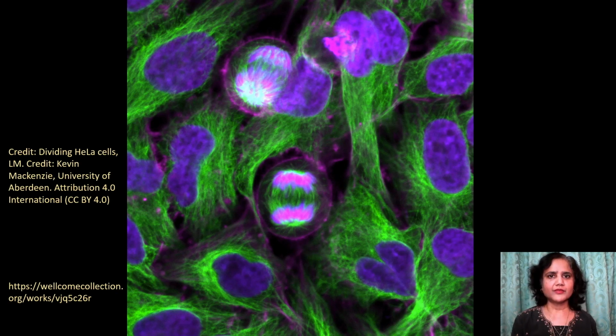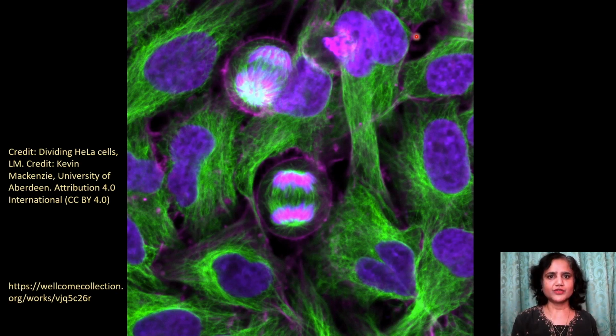So here's a micrograph of dividing HeLa cells. HeLa cells are an immortal human epithelial cell line that was derived from a cervical cancer adenocarcinoma. And it's a very old cell line, and this was taken from a tumor biopsy from a lady, Henrietta Lacks, and it was the first human cell line that could survive and grow in the lab, and it is used very widely in many experiments in cell biology. So you'll be hearing about this cell line a lot.